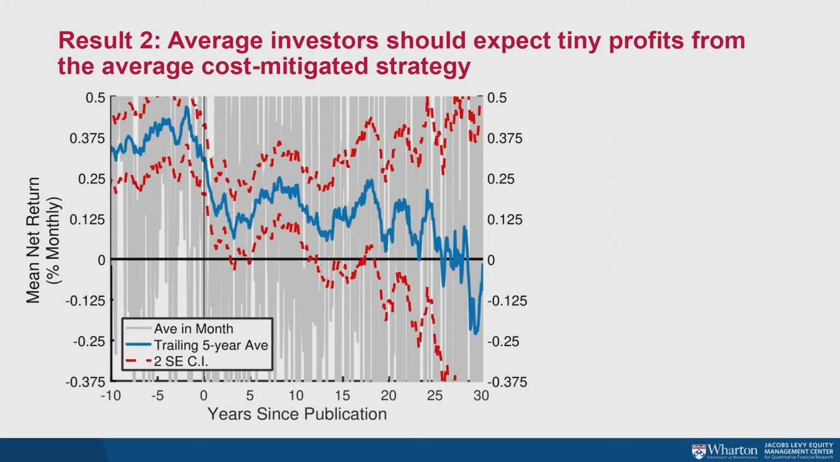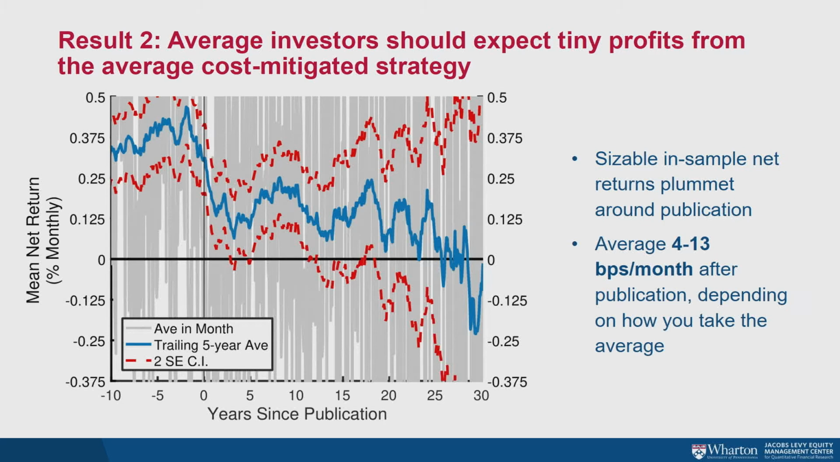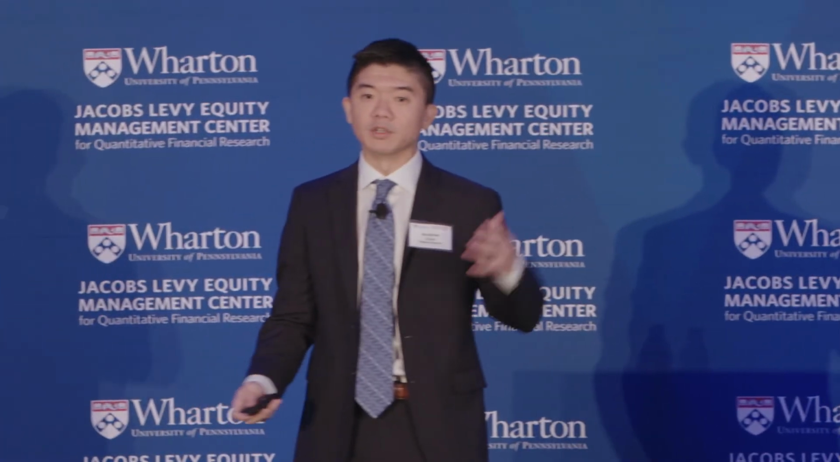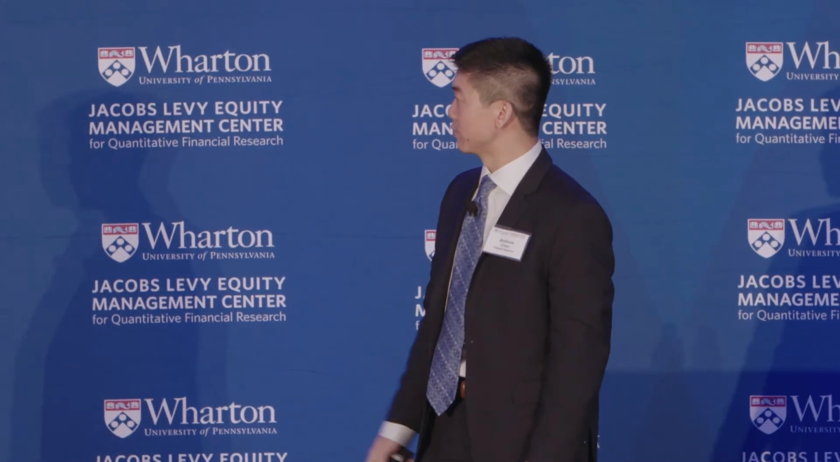The gray line shows the average return across those 120 anomalies in that given month relative to publication. So even after averaging across 120 anomalies, you still have a ton of noise. So we try to smooth out that noise using that blue line. That's a trailing 5-year average. And using that, you see that the sizable net return is about 38 basis points per month in the years just prior to publication. They plummet right around publication. And after publication, you get 4 to 13 basis points, depending on how you average. You can see that there's kind of a downward trend that complicates things. So there's not much even after cost mitigation once you do it in a look-ahead bias-free manner.